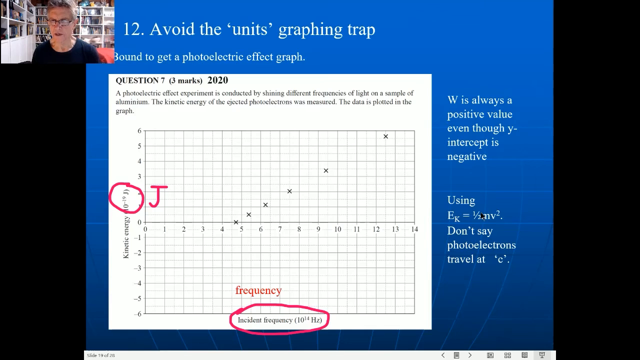Oh yeah, some students often think the photoelectrons travel at the speed of light, and that really confuses them trying to use any of the formulas.